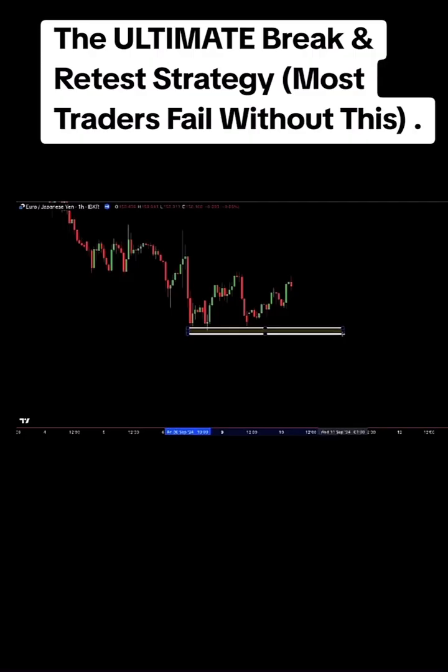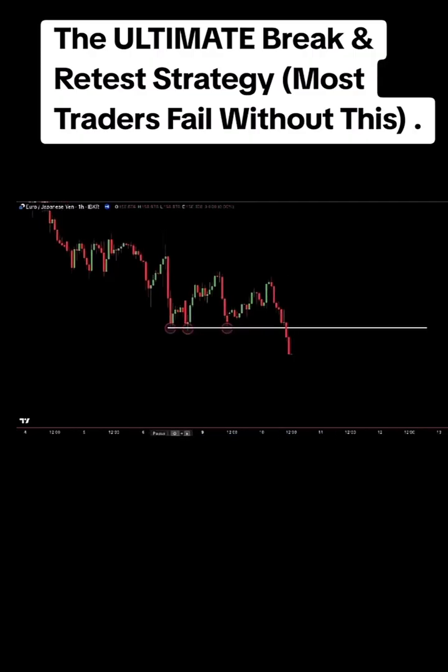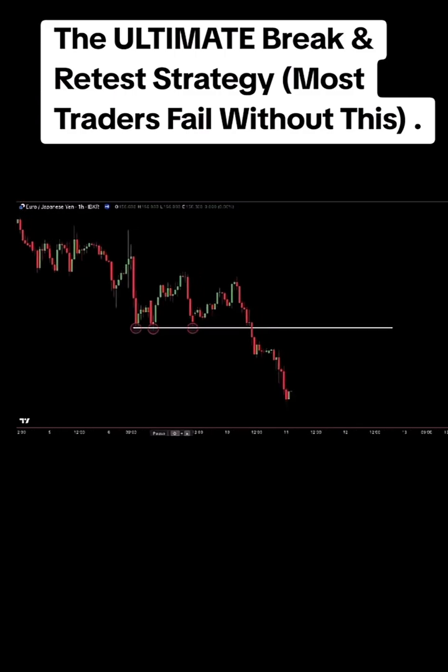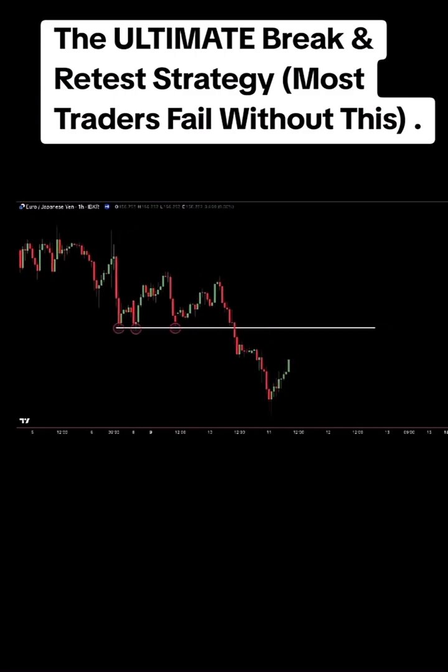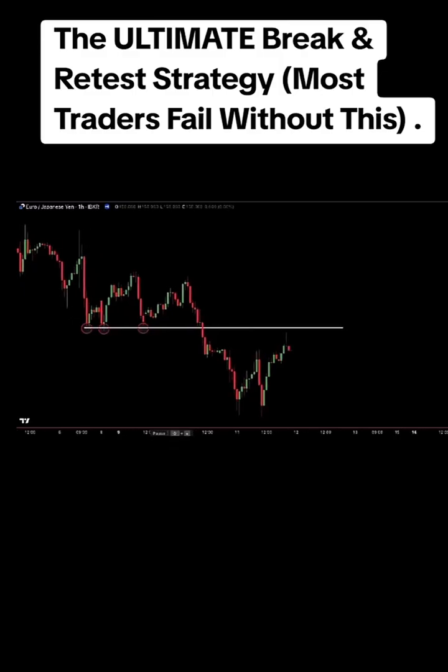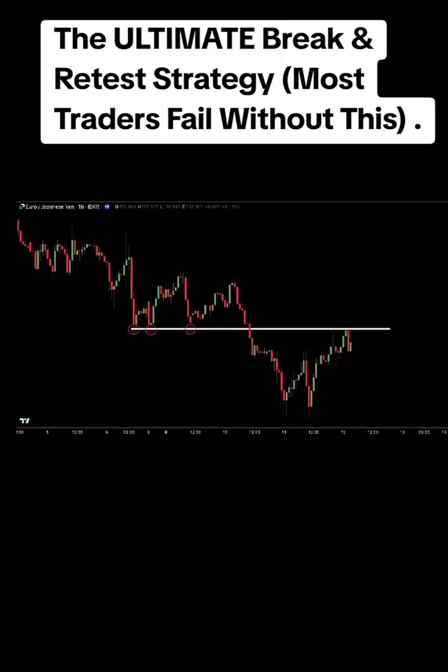In this example, we have a key support level. Instead of entering immediately when price breaks the level, you wait for the market to pull back. This is where smart traders position themselves. Once price returns to the broken support, your job is to observe price action. You don't enter yet. You wait for confirmation that this level is now acting as new resistance. This is the key moment.